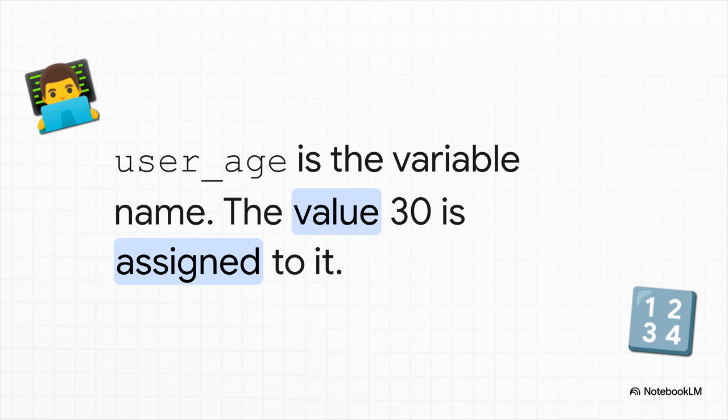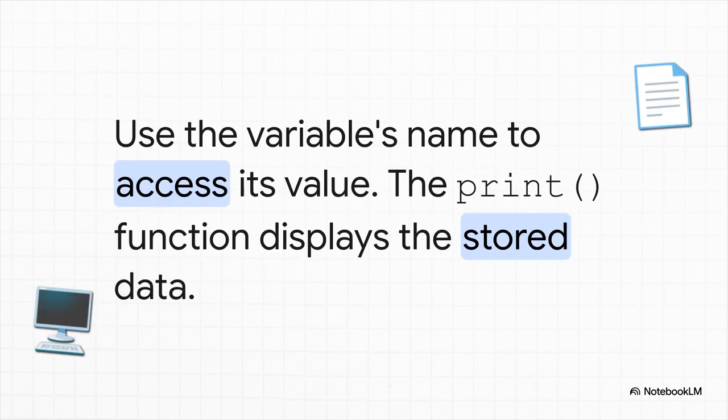So let's look at an example right here. We've got user_age, that's our name, then the equal sign. And what are we assigning? The number 30. From this moment on, Python knows that whenever we mention user_age, what we're really talking about is the number 30.